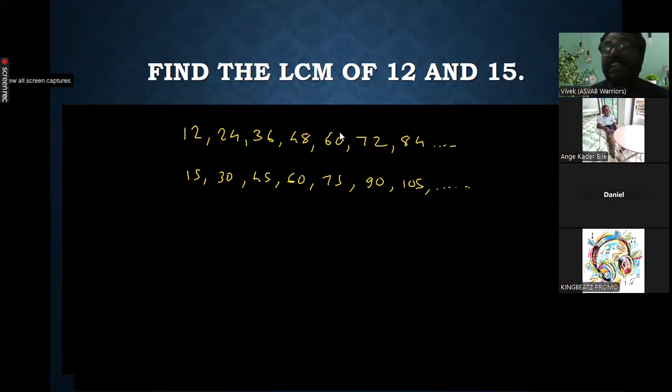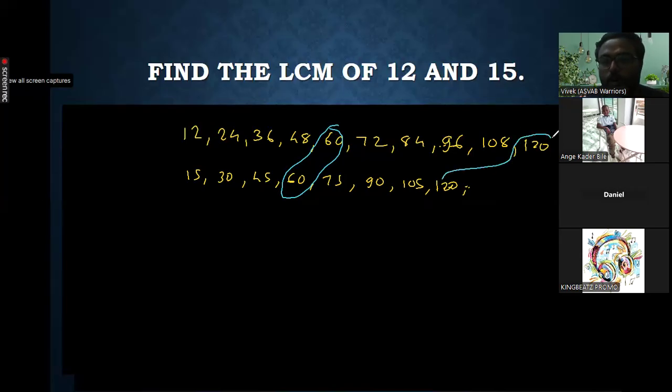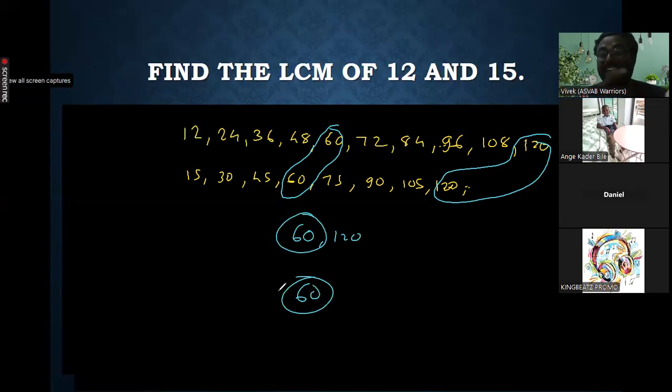Okay. And the least common multiple. So I can only see 60 over here. Now, if there was some other number, let's move a few steps further. 96, 108, 120. Here you have 120 directly. So if you observe, this is also a common multiple, 120. But which is the least? 60. So 60 is the least common multiple.